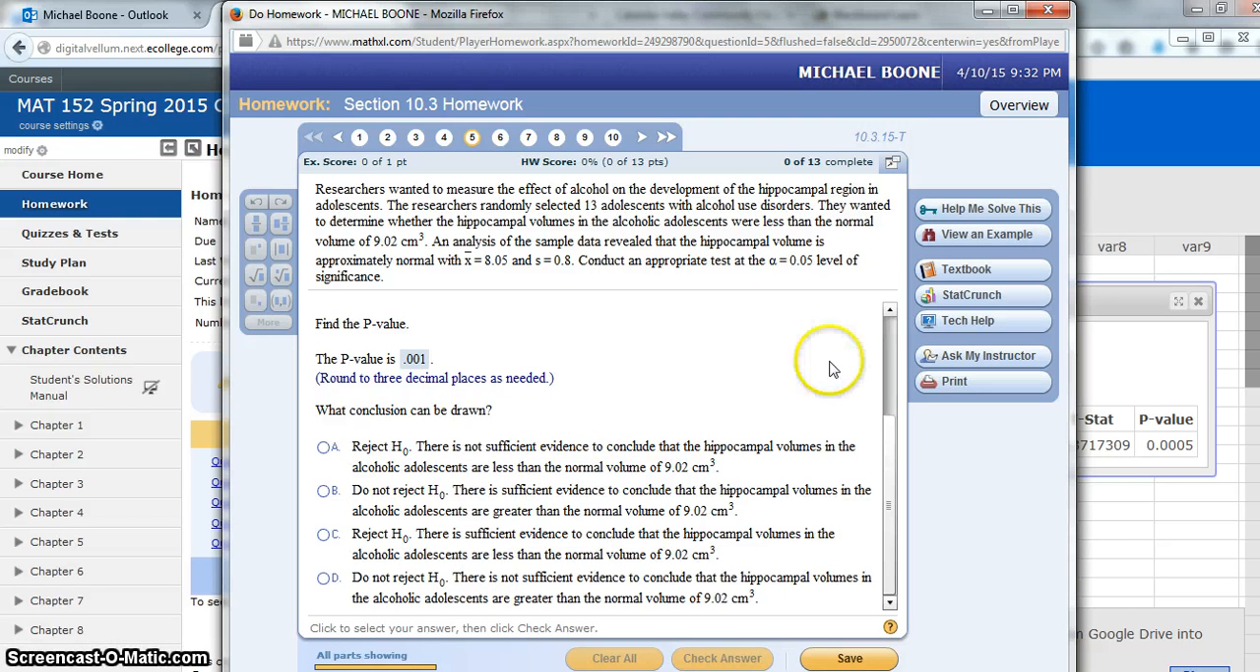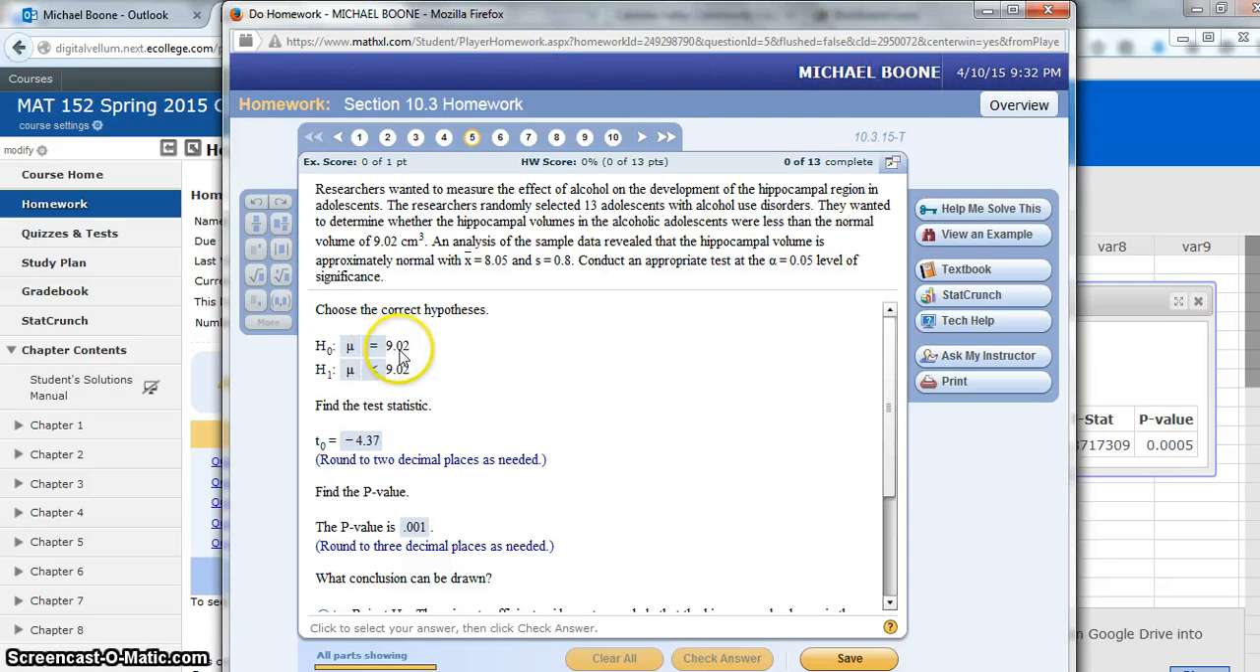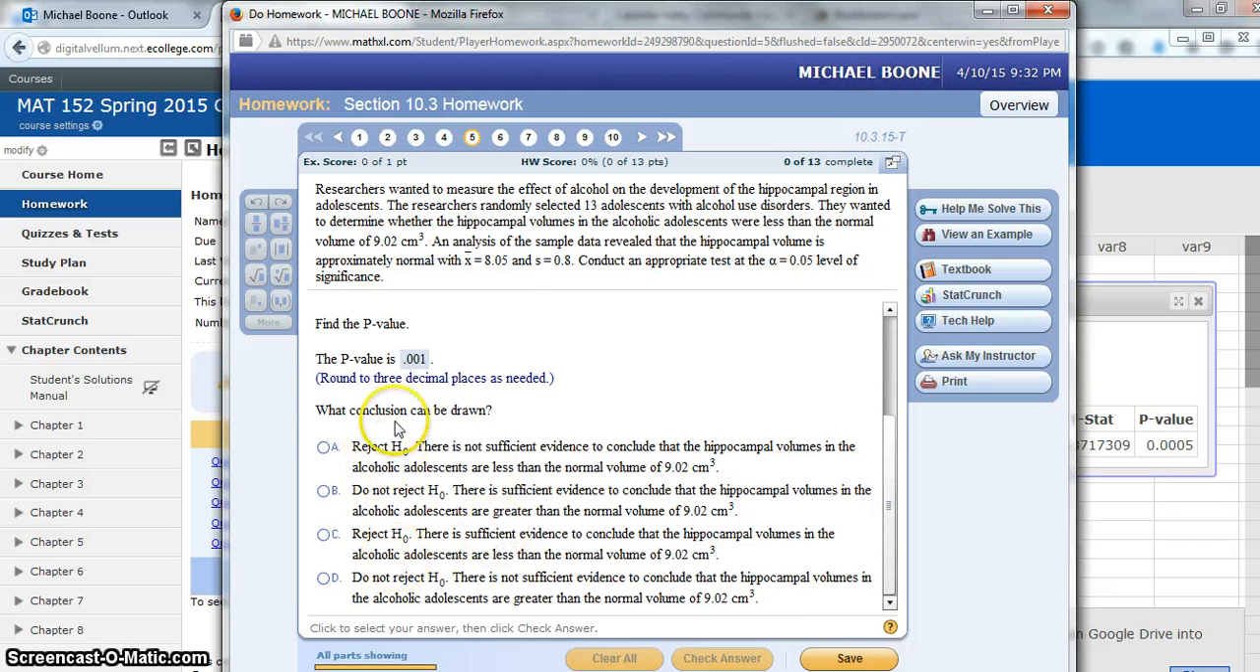Excellent. And then it's going to say, what are we going to do? I told you last time, if the p is low, the null's got to go. Same scenario, right? Our p-value is less than our alpha. So our p-value is low, so the null's got to go. We're going to reject the null hypothesis. So I'm going to reject the null, and there is sufficient evidence. Typically when we're rejecting, there is sufficient evidence to conclude that the volumes are less than normal. Our data has said that it is less than the believed 9.02.